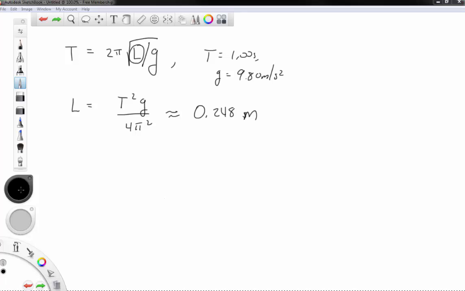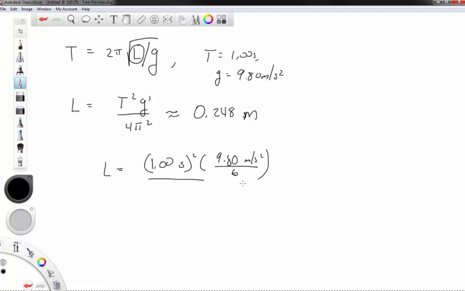Well, L is still going to be T squared times g over 4 pi squared, where g becomes g prime, or g moon. So L basically is 1.0 second squared times 9.8 meters per second squared divided by 6 if we're on the moon, over 4 pi squared. So how long does the pendulum now need to be? Well, it needs to be a 1/6 as long as before, or in other words, 0.0414 meters.